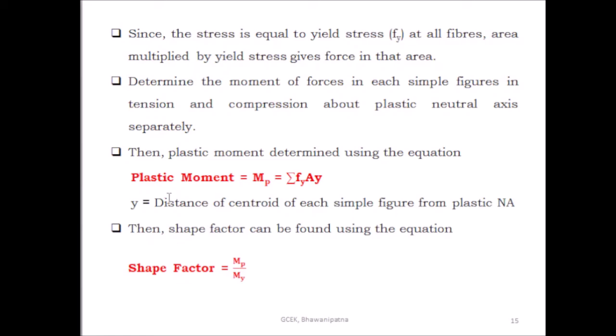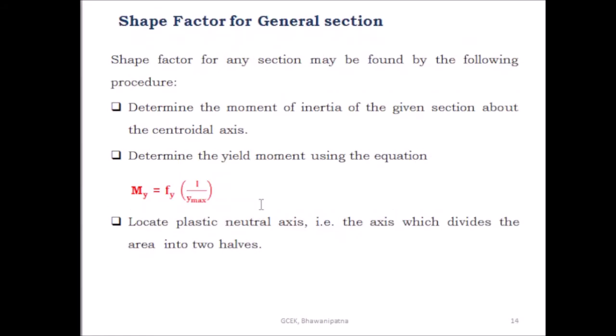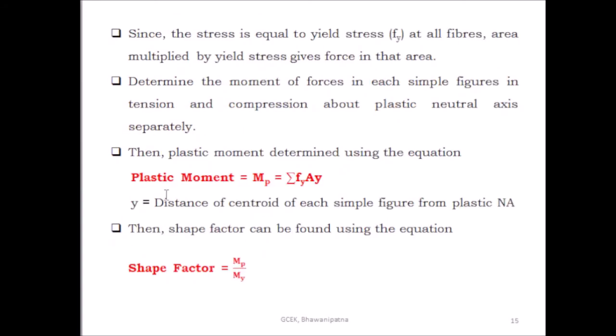Then after knowing the yield moment and plastic moment, here you know the yield moment and here you know the plastic moment, then you can find out the shape factor for different sections. The shape factor is equal to Mp divided by My, the plastic moment divided by the yield moment.